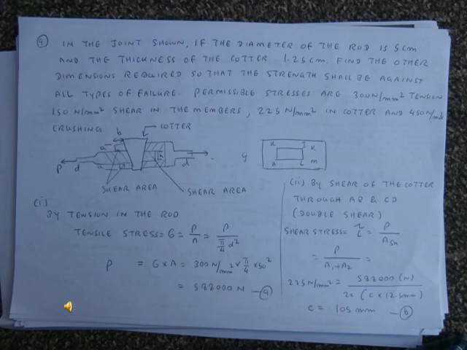And now the shear in the quarter through A, B, and C, D. This is the double shear. The shear stress is equal to P divided by A shear, so this is P divided by A1 plus A2. The permissible shear stress is 225 Newton per millimeter square. P is 588,000 divided by 2 multiplied by C multiplied by 12.5 millimeter. So in this case, we can calculate C is equal to 105 millimeter.